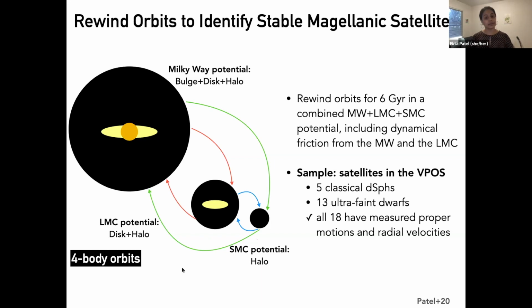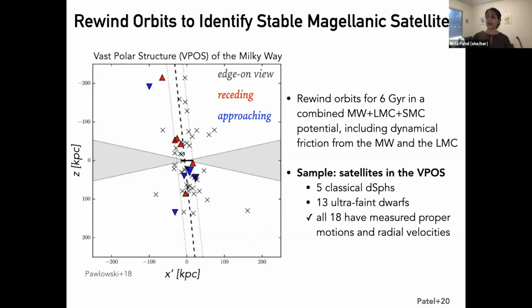So in this work in particular, we focused on 5 of the classical dwarf spheroidals and 13 of these ultra faint dwarf galaxies. So we looked at 18 galaxies in total that have both measured proper motions and radial velocities. And the reason we started with those 18 rather than, for example, the whole set of 50 something that have this information available is that the Magellanic Clouds themselves appear to be in this plane of satellites that is orbiting around the Milky Way.